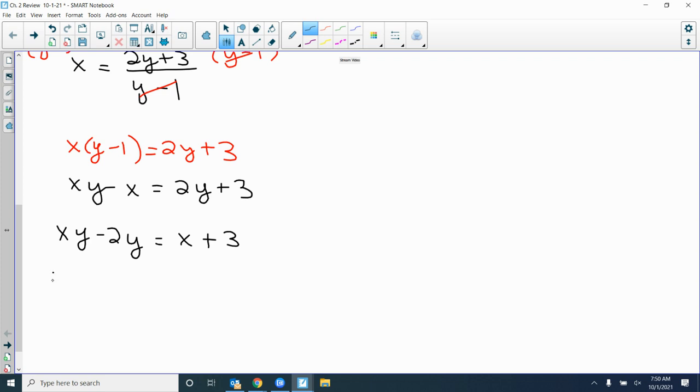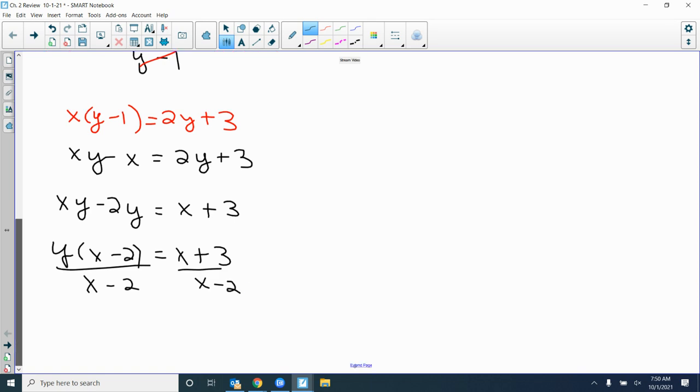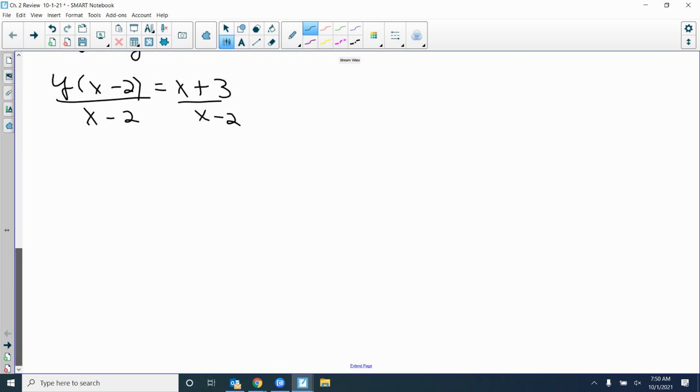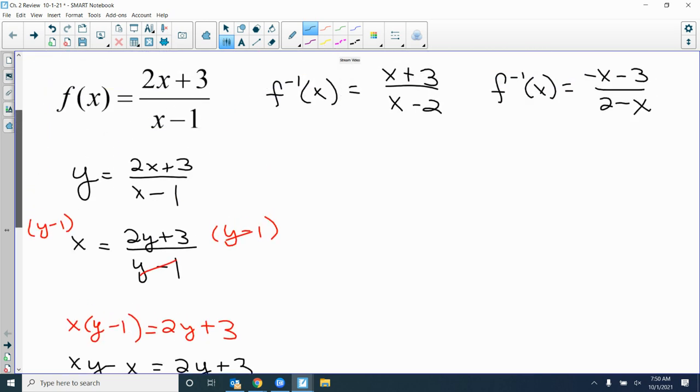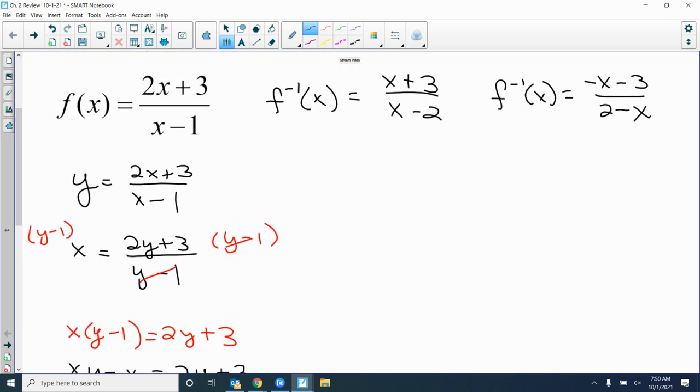Factor out the y, GCF there, and then divide by x minus 2. And so that's going to be my inverse. X plus 3 over x minus 2. Okay, for that one. All right, now domain and range for that one.